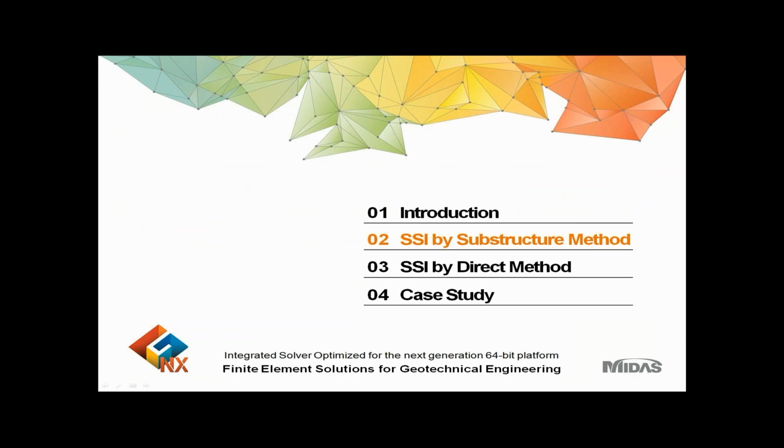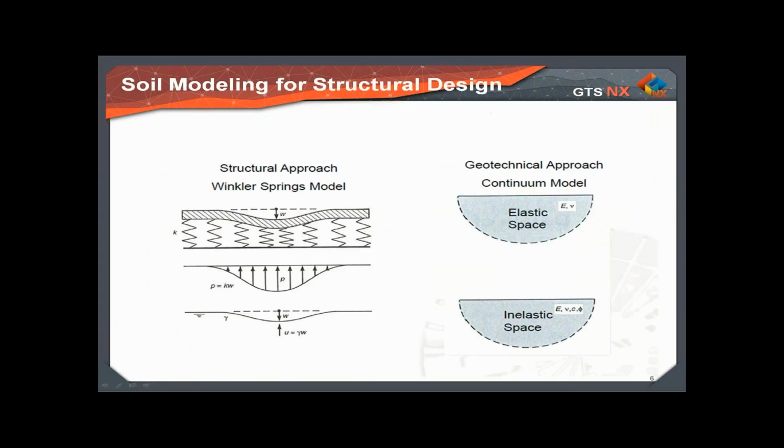Now I will overview the substructure, which is indirect method. Structural engineers use spring to represent the soil as we see. For a given column load, the foundation reflects representing the soil settlement and the spring represents the soil pressure. On the other hand, geotechnical engineers model the soil as a continuum, either as an elastic space or an inelastic space, to determine the corresponding soil settlement and stress due to the column load.